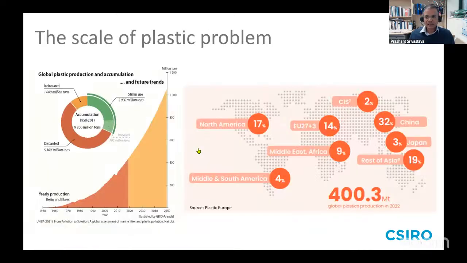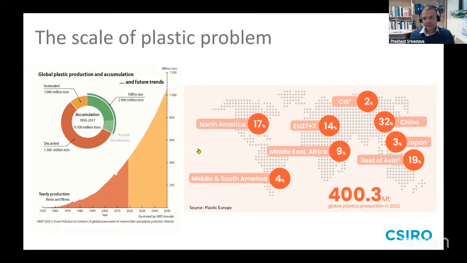Understanding the scale of the problem is the first step towards solving it. Now, let's look at just how big the plastic problem really is. Dr. Y.K. Singh provided a broad overview, but I'm just going to present some data from the recent literature. So imagine plastic like a stream that began in the 1950s. But over time, that stream has turned into a flood.